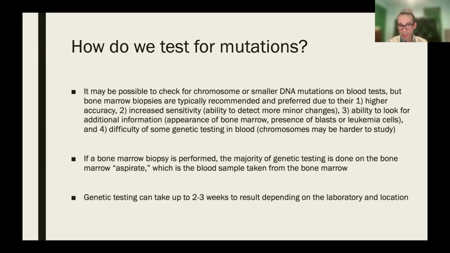If the bone marrow biopsy is performed, then the majority of the genetic testing will be done on what's called the aspirate, which is the liquid part of the bone marrow. Essentially, your bone marrow has some blood floating through it, similar to how your veins and arteries have blood flowing through them. And that's really where we can get a lot of the genetic testing that we do for MPNs.